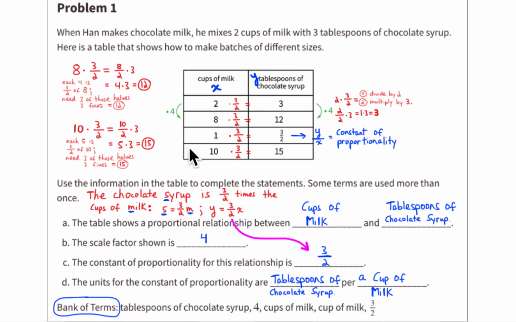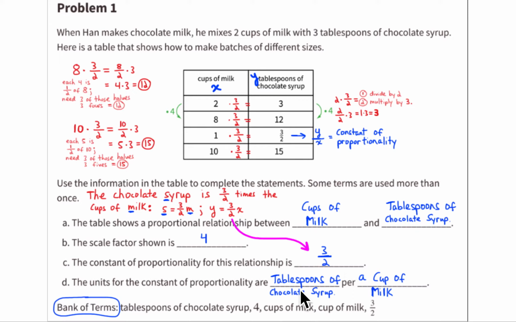Scale factor up here is 4. Constant of proportionality is 3/2. So the chocolate syrup is 3/2 times the cups of milk. So syrup, S, equals 3/2 of milk. You use more units of syrup than you use of milk, so you have to multiply by a fraction that's an improper fraction in this case. It's going to make the number of units get bigger. So y is equal to 3/2 x. So the constant of proportionality is 3/2.